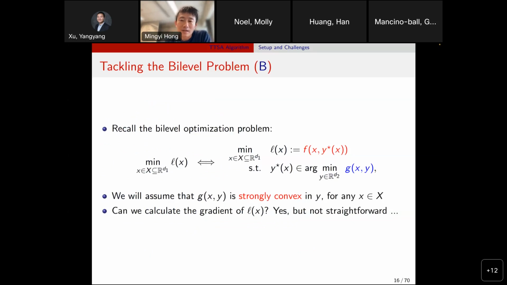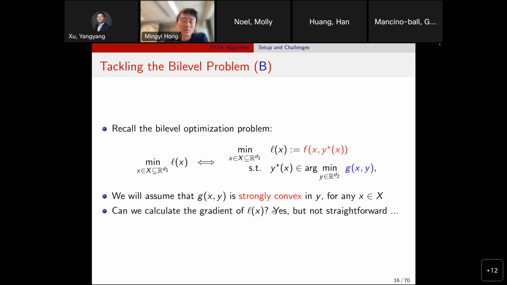Okay. All right. So again, this is our problem. This is our bilevel problem. You can write it down as a min over x of L(x). And we'll assume that g is strongly convex in y for any x in the feasible set. And then the question here is, can we calculate?